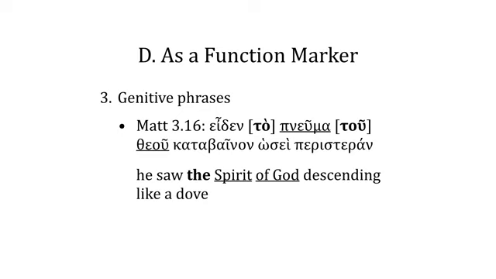So this raises a significant issue. When you see an anarthrous noun in Greek, do not assume that it must be indefinite. In English, we might assume that, but in Greek, anarthrous does not necessarily mean indefinite, and that's why we'll spend some time looking at the absence of the article and 10 ways in which a word can be definite without the article.